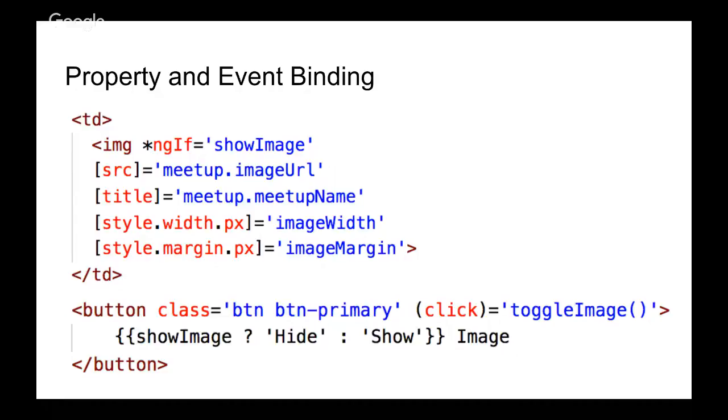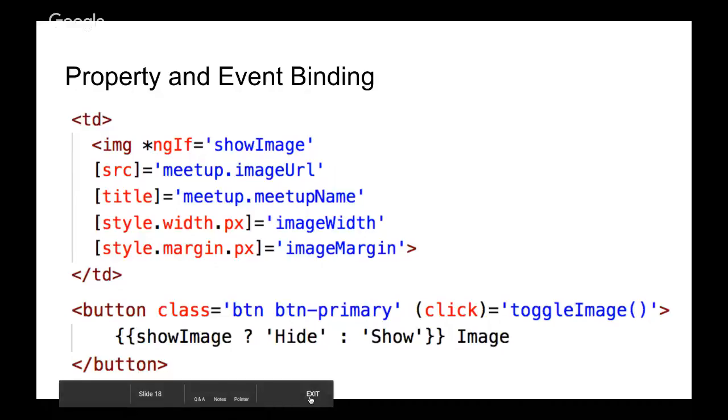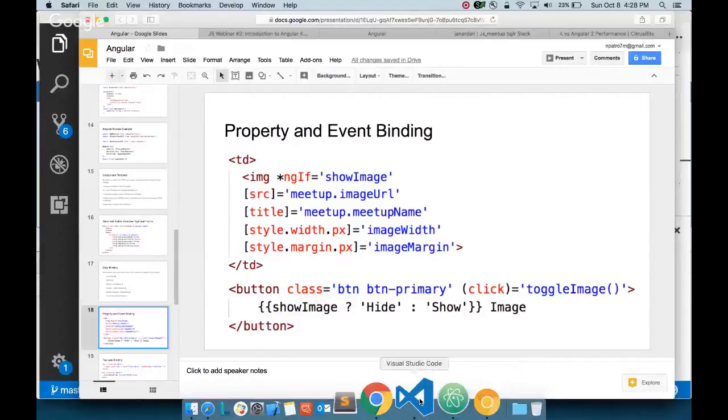This binding happens conditionally based on the value of show image. It will either show the text hide or the text show. We'll see in our application now how this property binding and event binding will work. So I'll go back to my Visual Studio Code, our live application, which we are building at runtime.